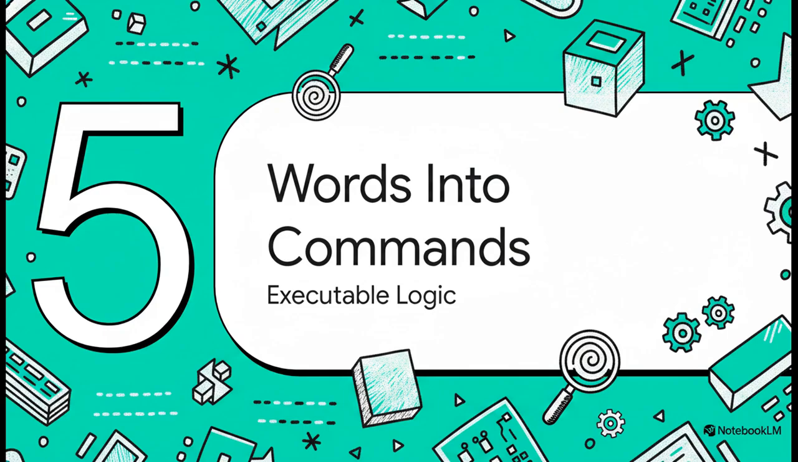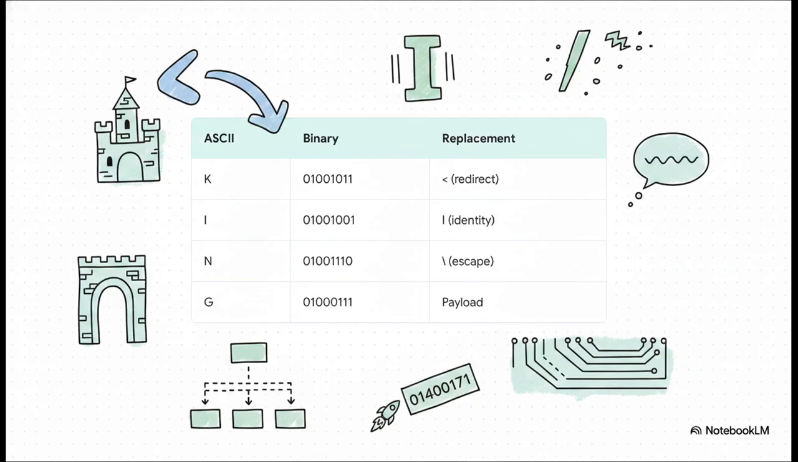Section 5, turning words into commands, executable logic. We are finally at our last zoom level. We are entering the microscopic level of digital code itself, where words stop being simple labels and transform into literal executable instruction sets. Let's take the noun king. If we convert it to ASCII binary and then apply functional replacements based on operator logic, something truly amazing happens. Let's build it up. The K becomes a less than symbol, acting as a redirect. The I becomes the identity index. The N becomes a backslash, acting as an escape path. And the G, which is our payload, remains in its raw binary format.